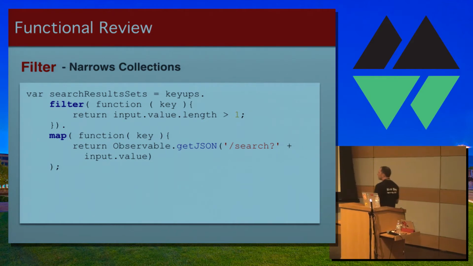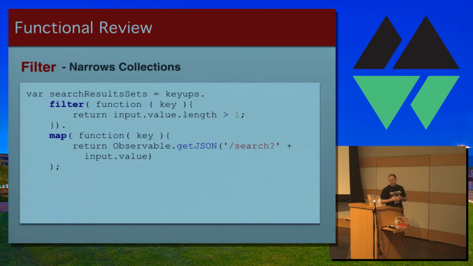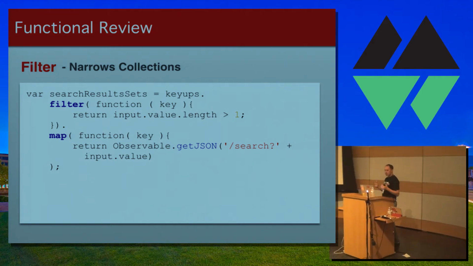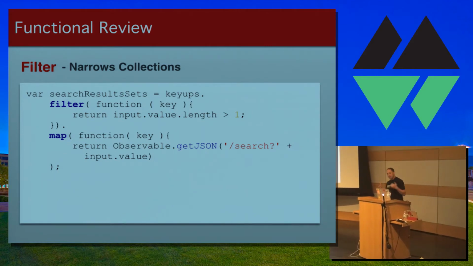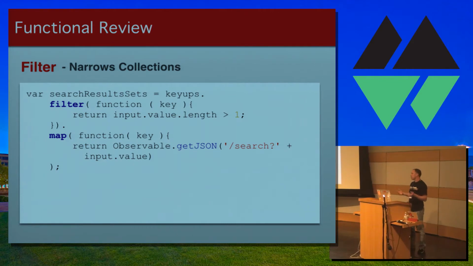The next function I want to talk about is filter, and that's going to narrow a collection down. We're going to expand upon that search result set here, and we're going to make sure that we only get search result sets if their input is 1 character or greater. So we don't want to go and search a huge data set for just A's. We want to make sure it's a little bit more specific, so we want to check for A, B, or something like that. And then we can take those key presses again and turn them into that JSON data.